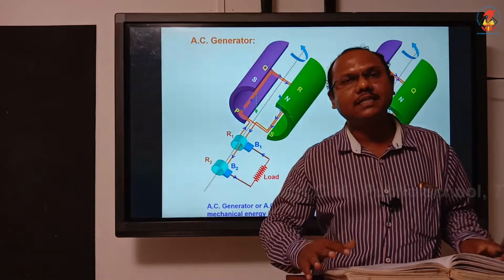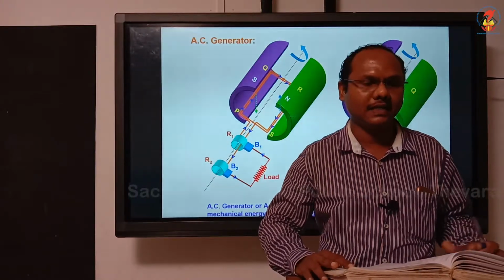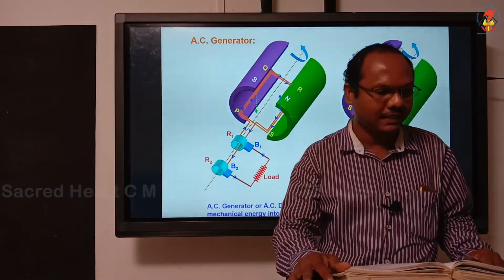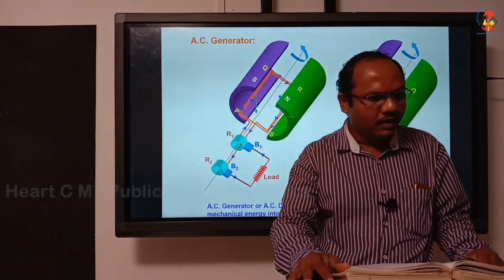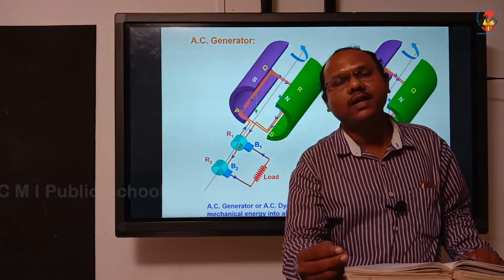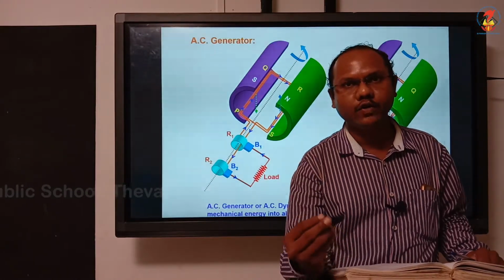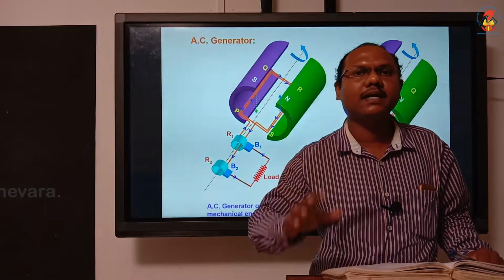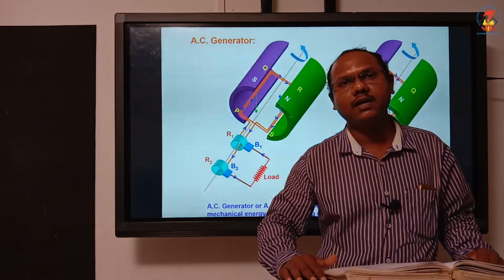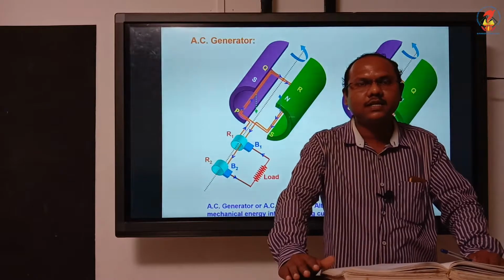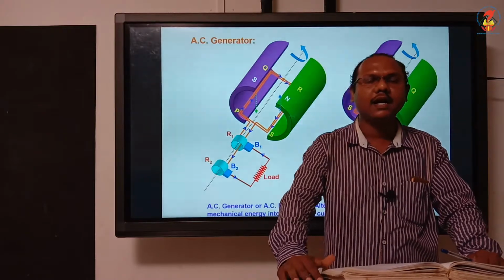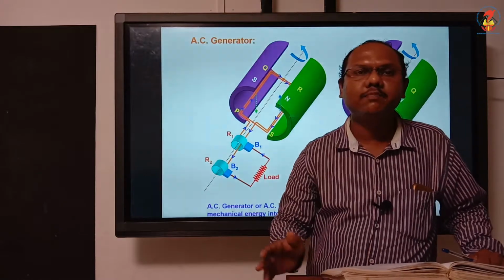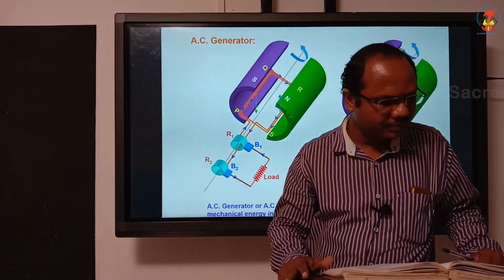Let us see what the principle of the AC generator is. The principle of the AC generator is electromagnetic induction. When a closed coil is rotated in a uniform magnetic field, there will be a change in magnetic flux linked with the coil. As a result of the change in magnetic flux, current will be induced in the coil. That is the principle of the AC generator.